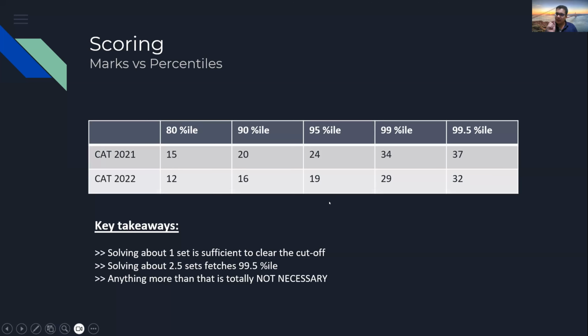So one low-hanging fruit: if you solve that, it will take you 5 minutes of scanning and 10 minutes of solving. In 15 minutes, you have 15 marks secured. Then you have 25 minutes to solve the second set. And if you do that with the added confidence of having already cleared the cutoff, you're hitting 99th. It's really that easy. A lot of people are stuck between 80 and 99. They're not able to clear the cutoff because they don't see it this way. They are afraid and overwhelmed by the DILR section. But it's really that easy. One set.